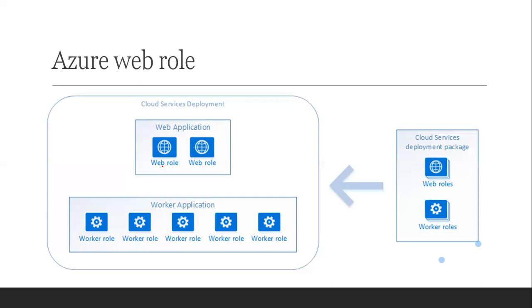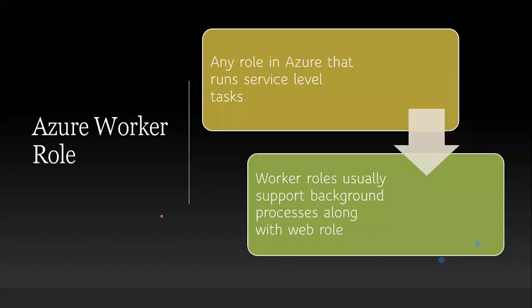Now your website is hosted on a web role and you need to do some processing over your data. So for that purpose, you will use Microsoft Azure Worker Role. Worker role does not use IIS. IIS was used for hosting of web applications. Microsoft Azure worker role is any role in Azure that runs service level tasks, that is, doing backend processing level tasks. Worker role usually supports background processes along with web role. The website which is hosted on a web role, its processing is done on the worker role.